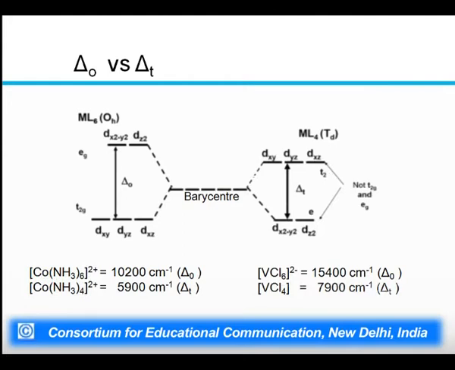If we have an octahedral complex of cobalt with amine in the +2 oxidation state of cobalt, the value of delta naught is 10,200 centimeter inverse. If we have a tetramine complex of cobalt, again in the 2+ oxidation state, the value of delta T is 5,900 centimeter inverse. Similarly, for vanadium complex with chloride ligand, the value of delta naught is nearly twice that of delta T. Now, why is this so?